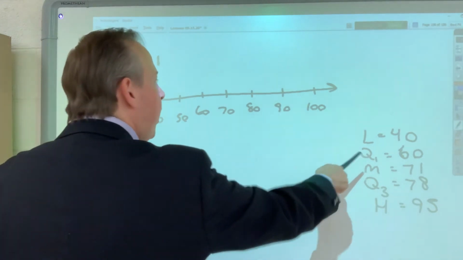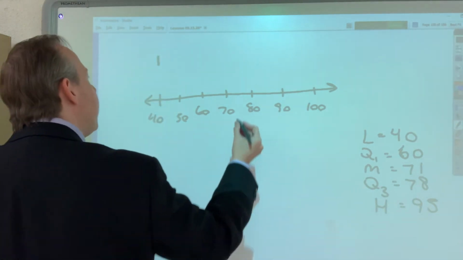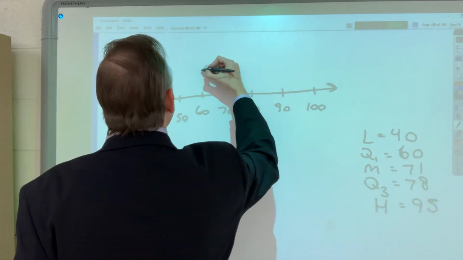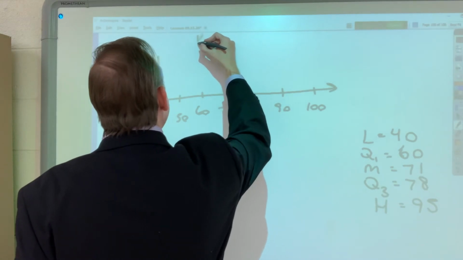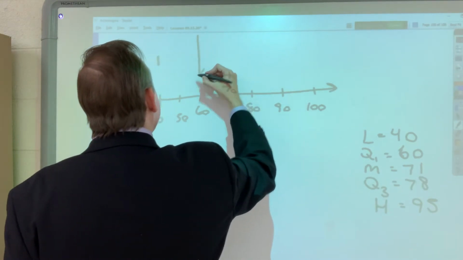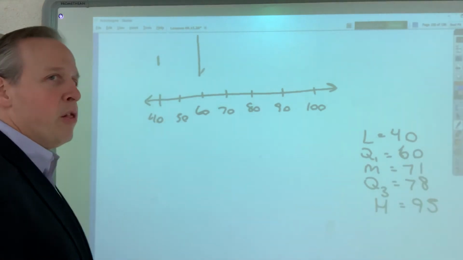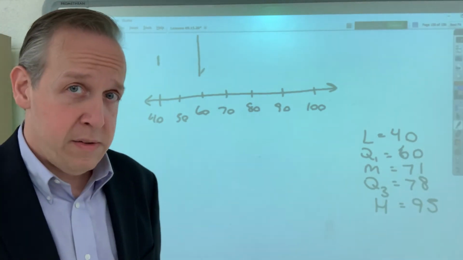The first quartile was 60. I'm going to draw a longer vertical line, but it's not going to go all the way down to the number line. These should not touch the number line. It's a longer vertical line for the quartiles.